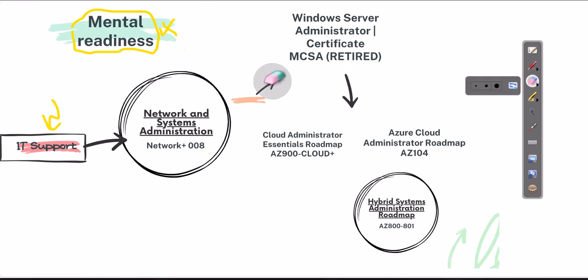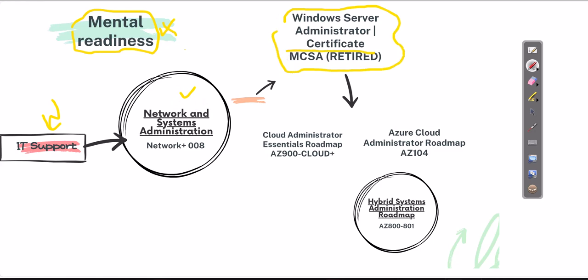And later, I'm going to show you practically how you need to start learning in JSS. But right now, I'm just breaking things down for you. After that, you need to start working. Once you finish this, you can start working on Windows Server Administrator Certificate. And I named this MCSA Retired.